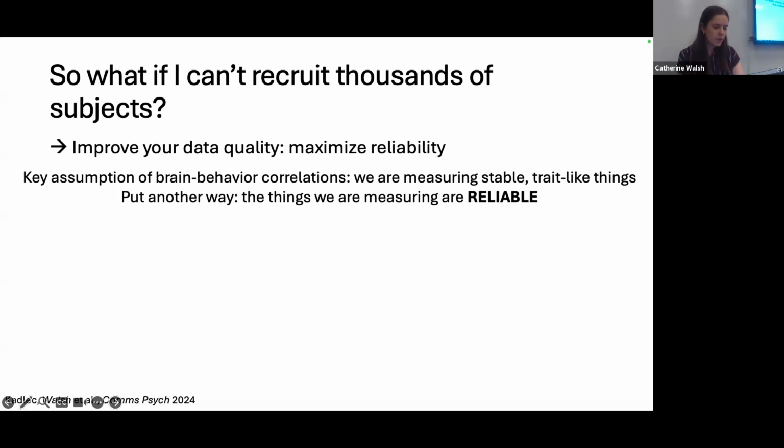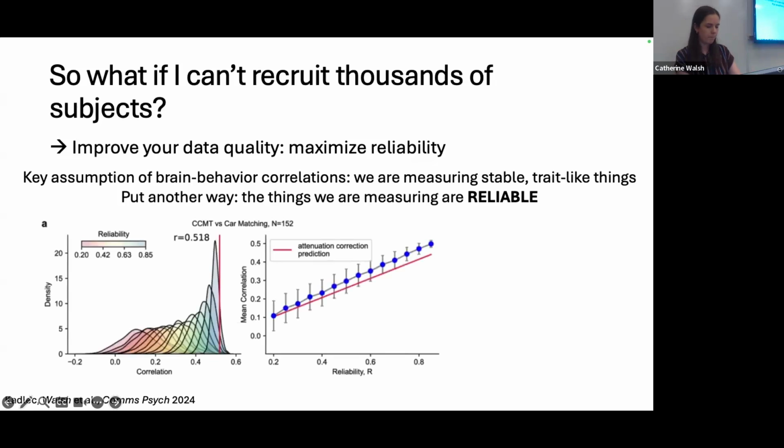To show that, we took two tasks that we knew should be relatively well correlated. For instance, a car memory task and a task where you saw a car for 500 milliseconds and then had to match it to another. We subsampled trials to get them to be of various levels of reliability, took the scores from each task and correlated them. So what I'm showing here is the results of that.